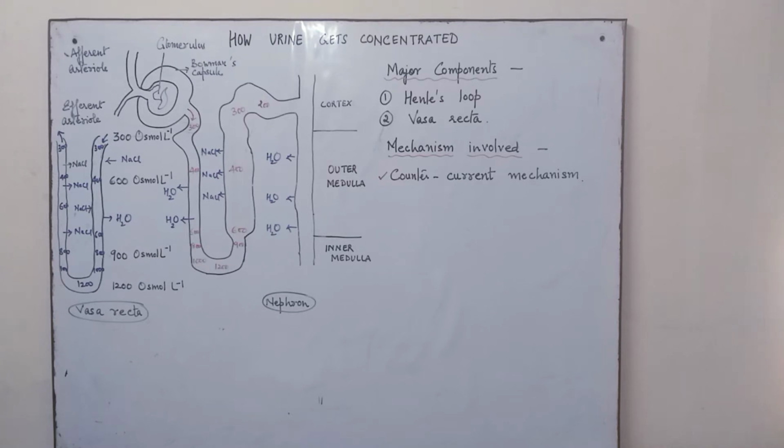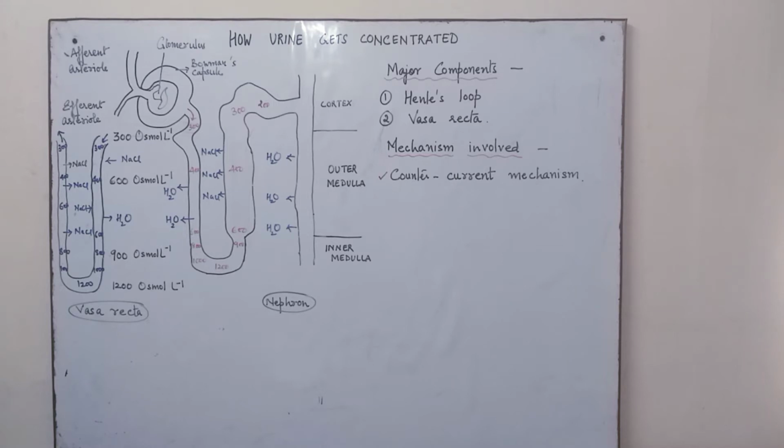Now here in this phenomenon or process, two major components play a very important role. That is the Henle's loop, or the loop of Henle, and second is the vasa recta that is closely associated with the Henle's loop. Both the structures are present within the medullary region.